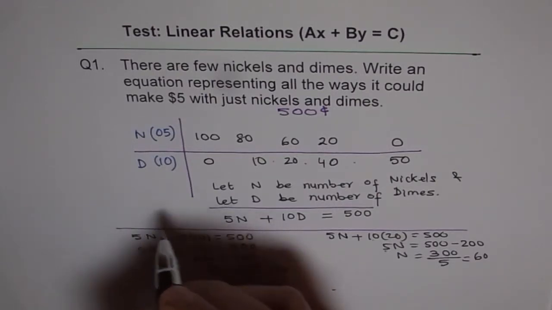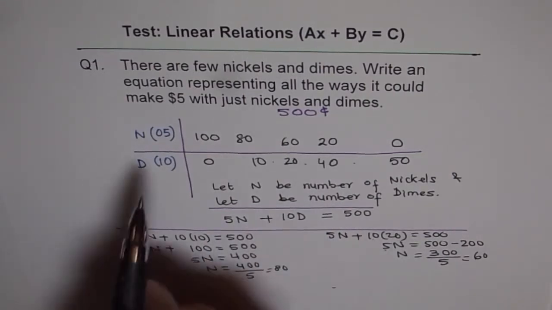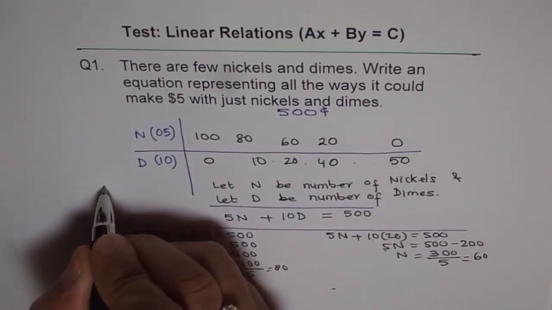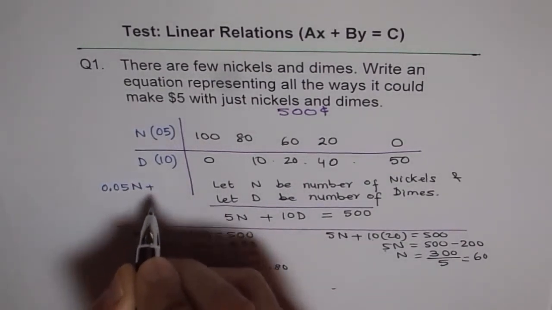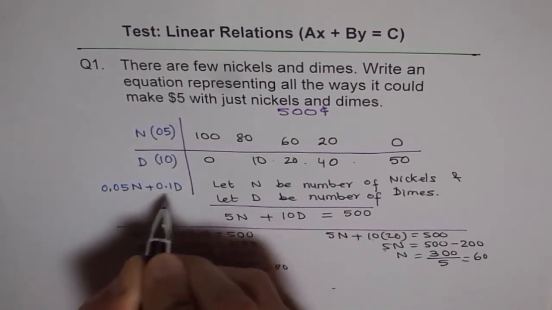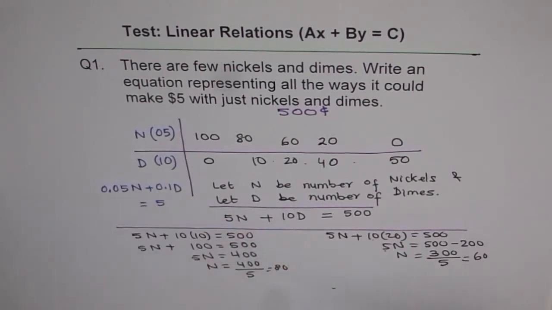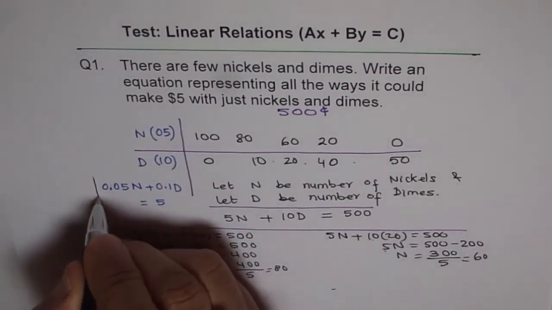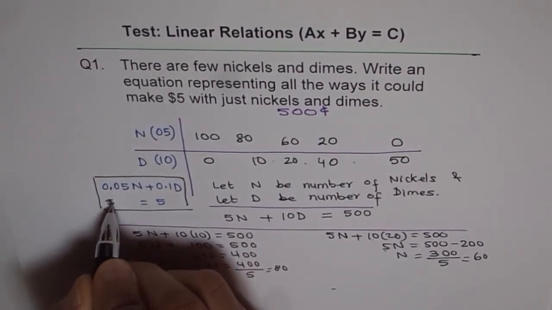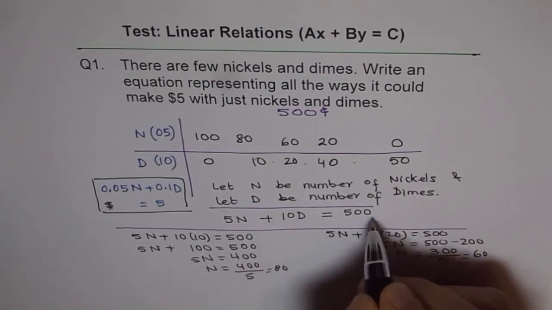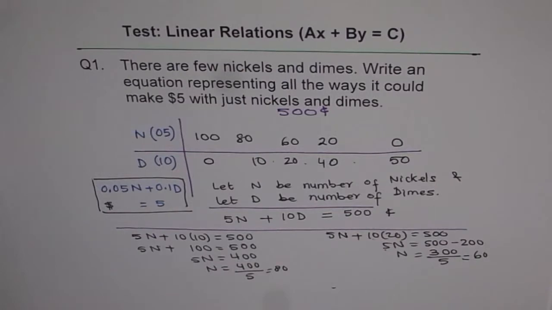Now, let me also give you an equation if we would have written only in dollars. If in dollars, the value of nickel is 0.05, right? That is dollars. 0.05 nickel plus 0.1 dime, that is dollars, should be equal to $5. So this equation is when we use nickels and dimes in dollars. So here the units are dollars, and in this equation the units which we are using are cents. Do you see that? So that is how we can get the equation.